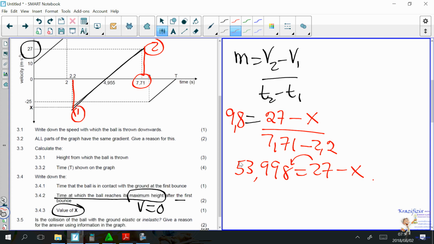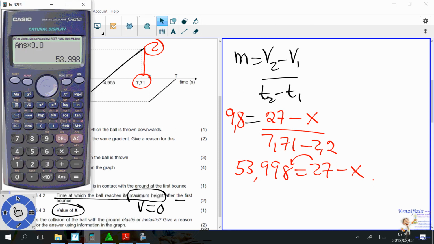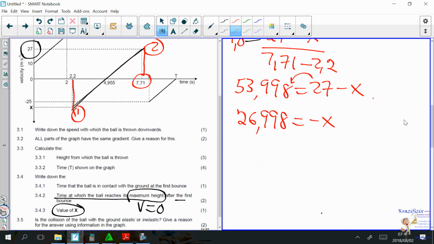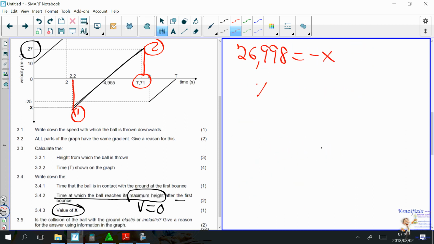Can we move this over here and subtract? So what are we going to have if you subtract that? Now let's be smart. Just press minus 27. What are you getting on your calculator? 26,998. 26,998 equals negative x. So what is x going to be? x will be equal to negative 26,998, which equals negative what?